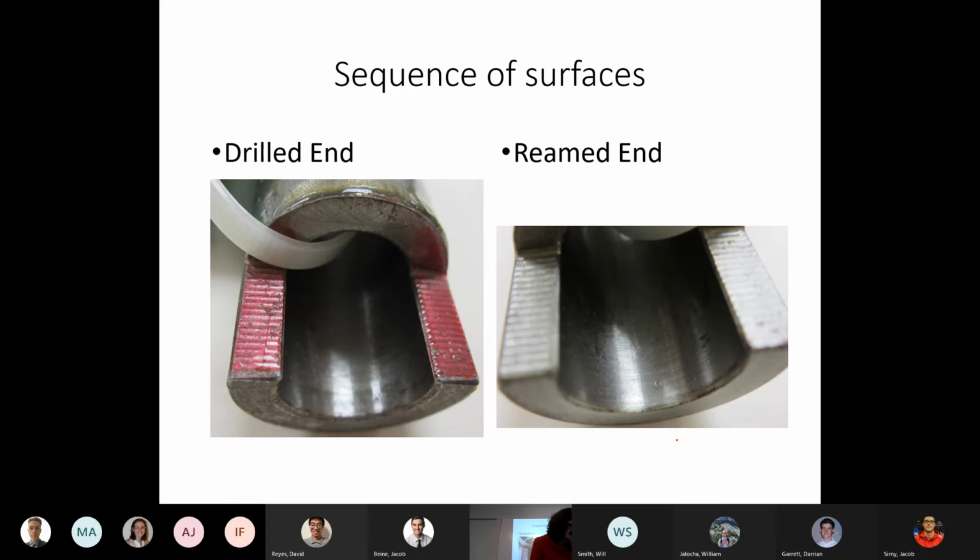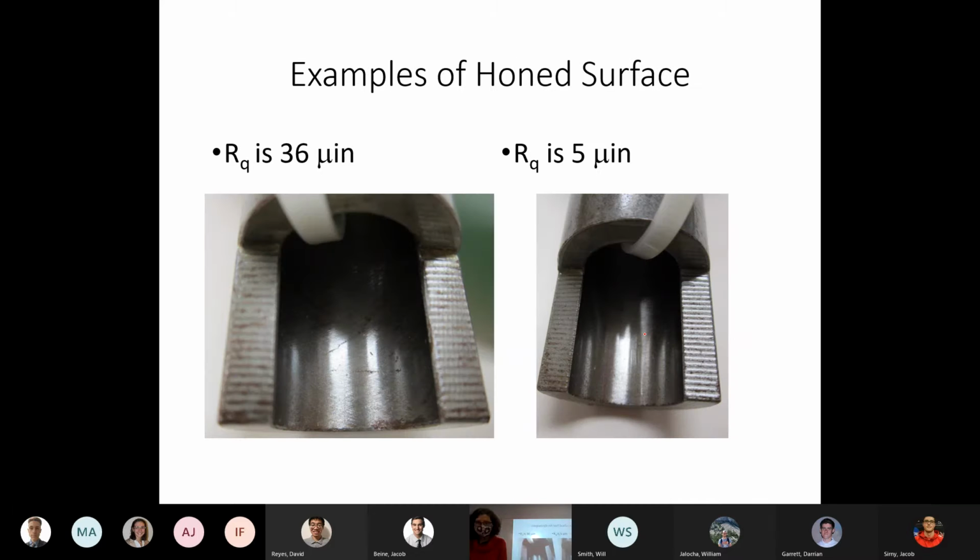Again, sometimes these don't always come out as well, but this is that same sort of part we saw earlier. This is the drilled end, and then over here you can see the reamed end. You also will notice that there is not a crosshatch pattern. The surface roughness of these is somewhat different, but the reamed end also would be much more of a cylinder if we were to look at the dimensions.